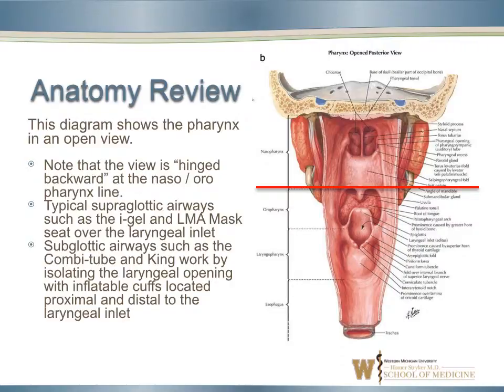So what we really want to focus on here is a laryngeal framework. Typical supraglottic airways, such as the I-gel or the LMA mask, seat right over that laryngeal inlet. Other supraglottic airways, such as the combi tube or the king, work by isolating that laryngeal opening with inflatable cuffs, both proximal and distal to that inlet.